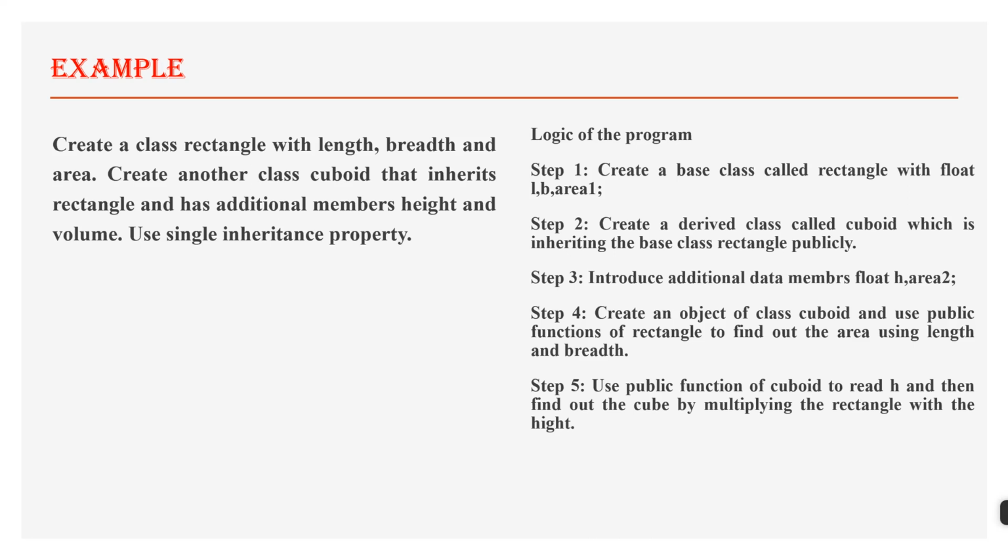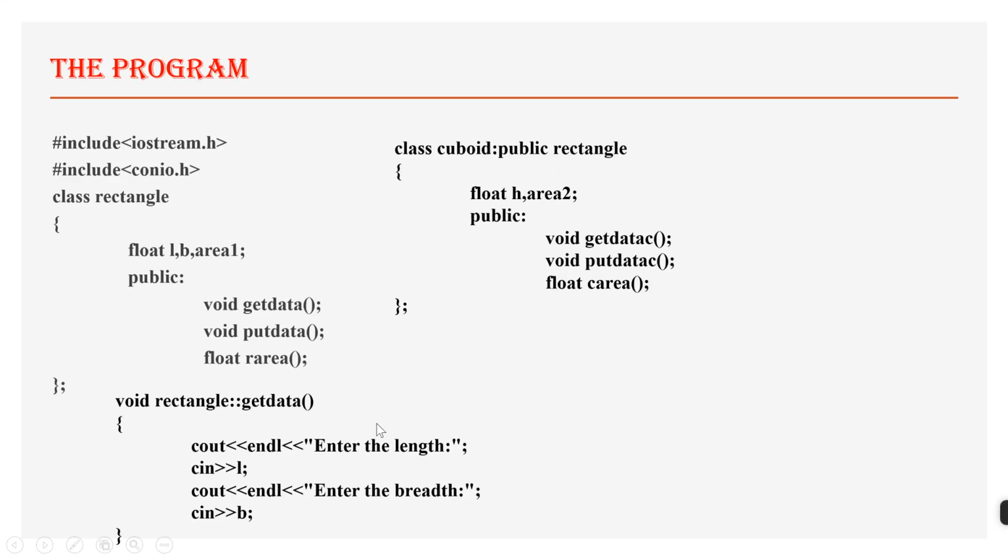Afterwards, create an object under class cuboid. Use the public function of rectangle, which is a base class, to find out the area using length and breadth. And afterwards, read the height to find the cube. So, for finding out the area, you are using the base class. Then, to find out the volume, you are using the derived class. So, this is the logic. Let's look at the program.